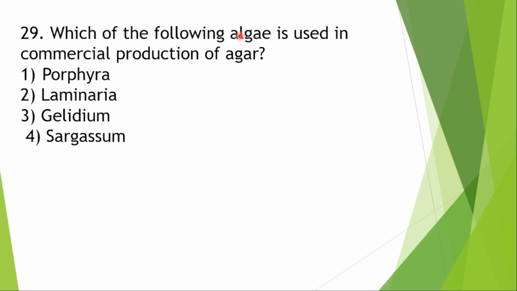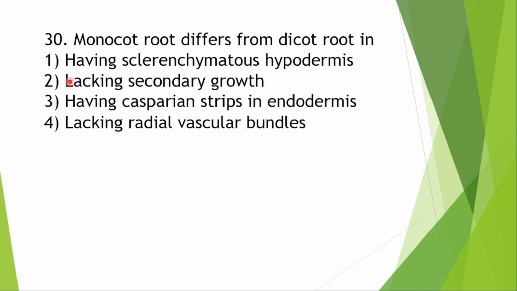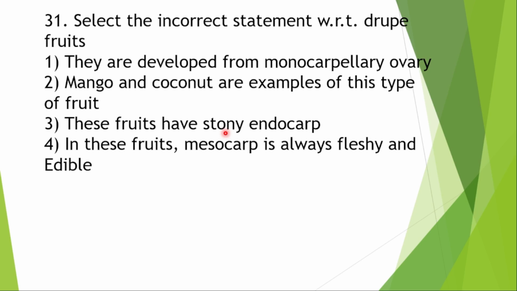29. Which of the following algae is used in commercial production of agar: porphyra, laminaria, gelidium and sargassum? Here the right option is option 3, gelidium. 30th one. Monocot root differs from dicot root in having sclerenchymatous hypodermis, lacking secondary growth, having Casparian strips in endodermis, lacking radial vascular bundle. Here the right option is option 2, lacking secondary growth.